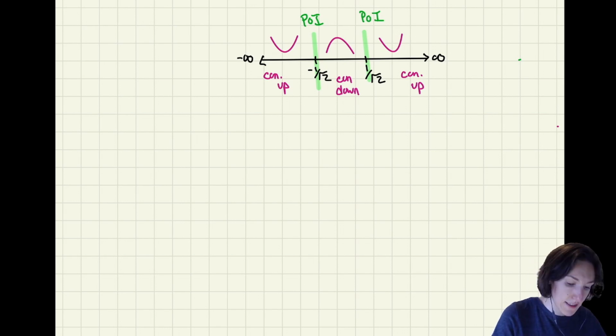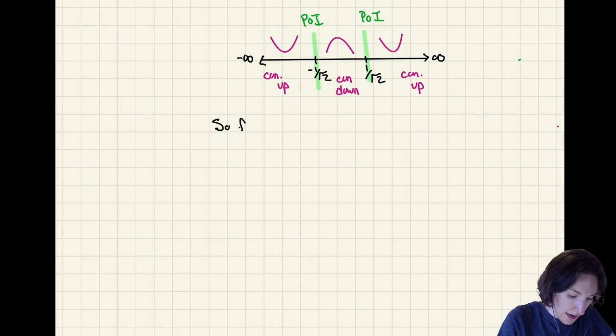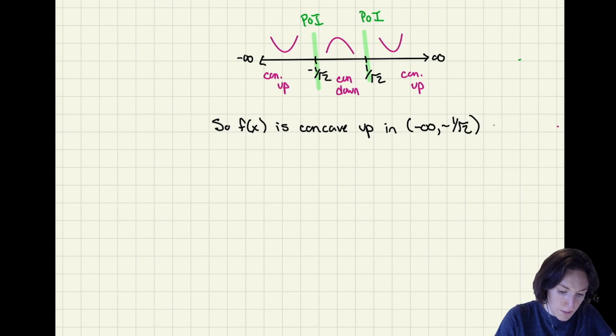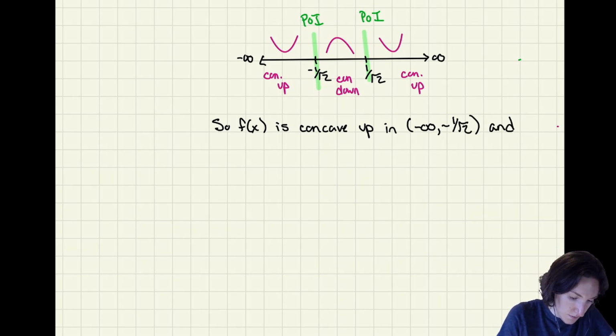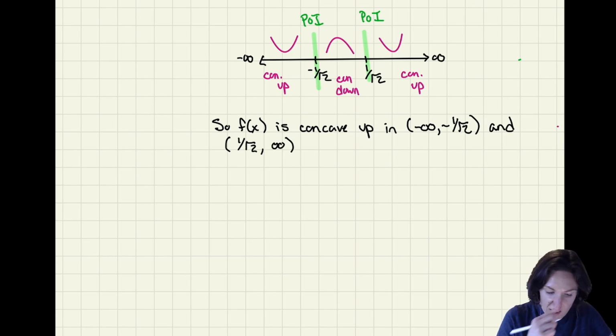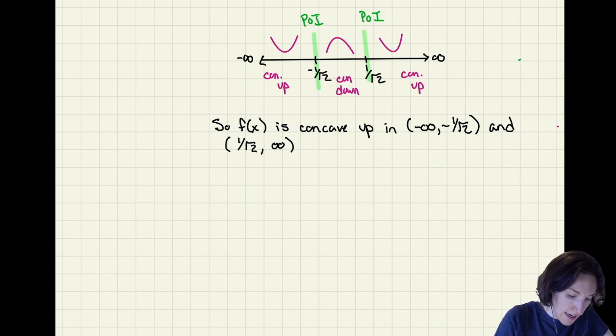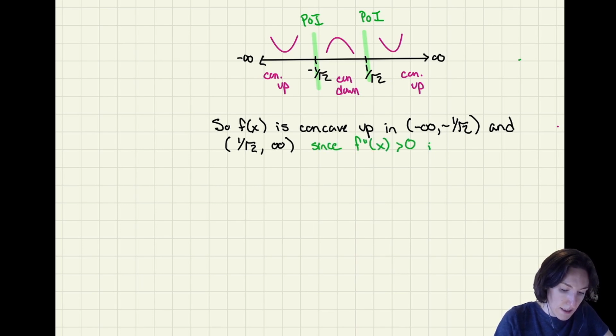So if you wanted to do this and then say, so f of x is concave up in negative infinity to negative 1 over root 2 and 1 over root 2 to infinity. If you didn't do the chart and if you did this little picture, so you should then say here for justification, since f double prime of x is greater than 0 in these intervals.